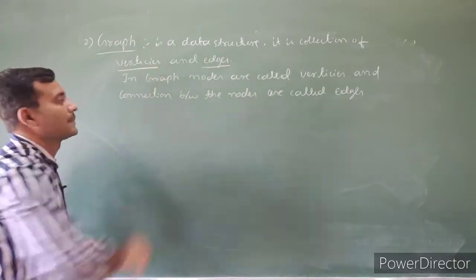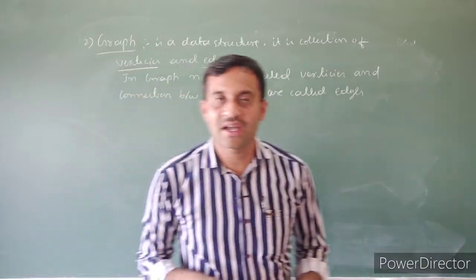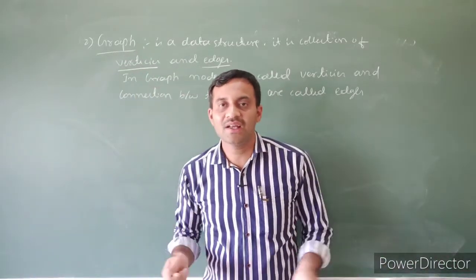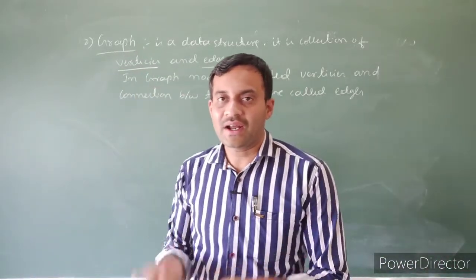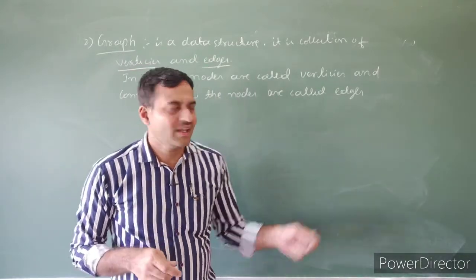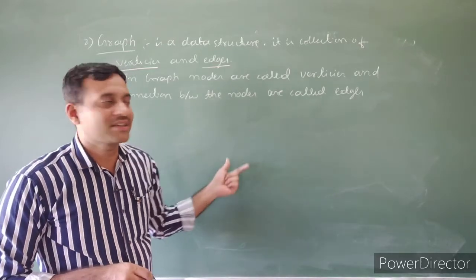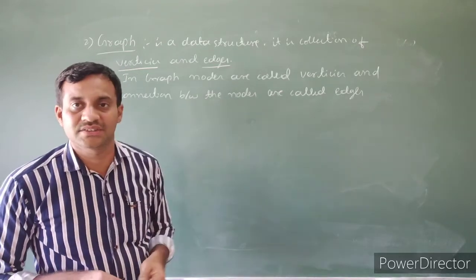See here, in a graph it is also a node. Again, a node has two parts, one is the data part and the other is the link part. But in a graph, nodes are called vertices, or vertex. Then vertices are internally connected. These internal connections are called edges.